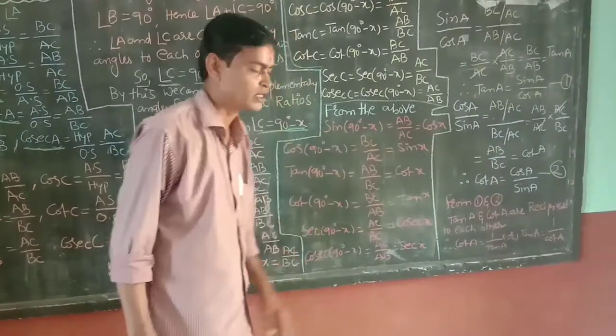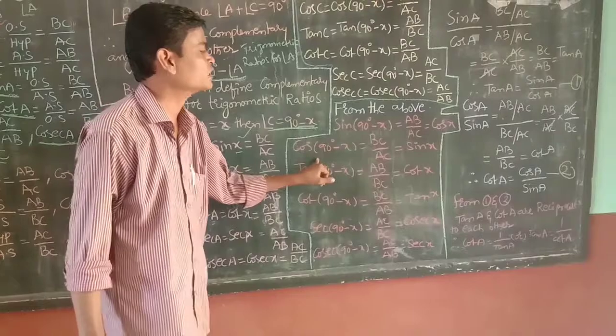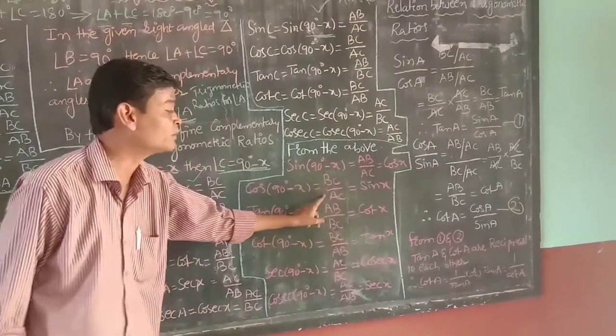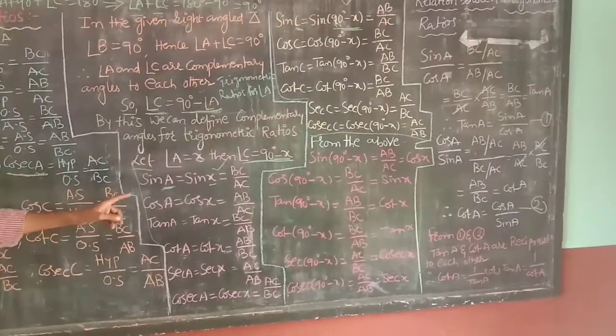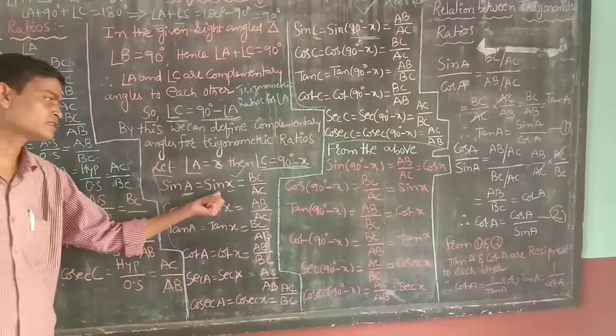Therefore, we wrote cos x. In the same way, cos 90 degrees minus x is BC by AC. So we wrote BC by AC. But what is this BC by AC equal to? You observe here, BC by AC is equal to sin A, or else sin x.